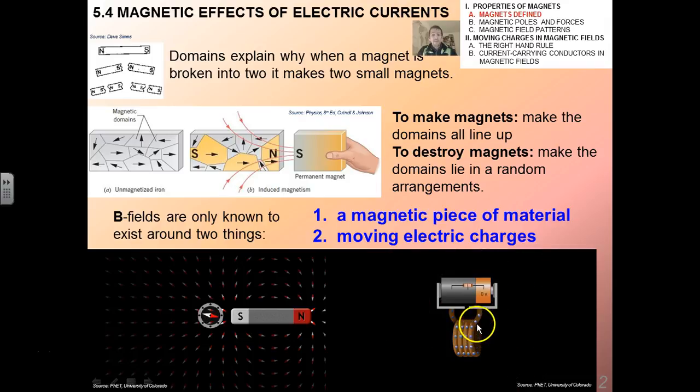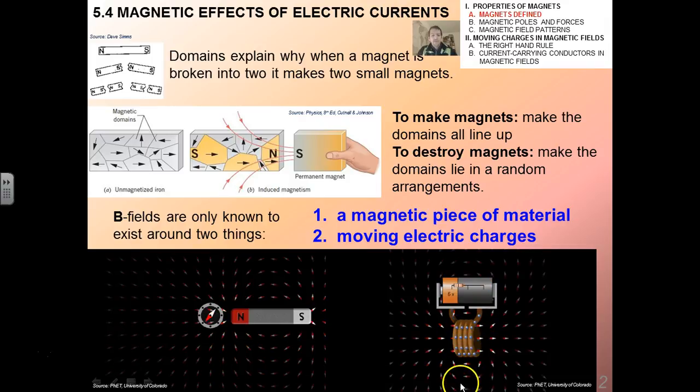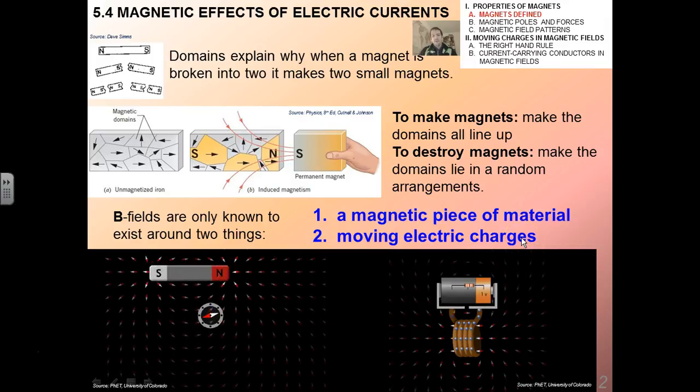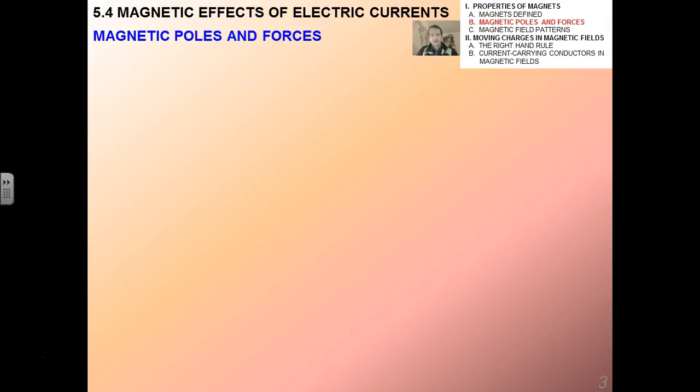Here's a case where we have moving electric charge or current through a coiled wire, and you can see the shape of the magnetic field that results. We'll talk a little bit more about the shapes and the configurations of magnetic field lines, okay?